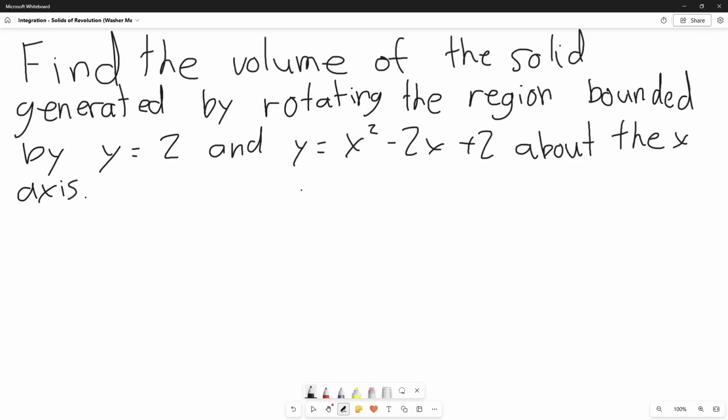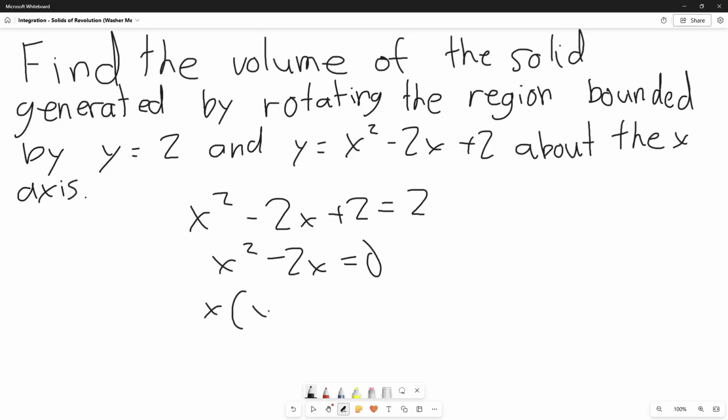So first, we need to find what our bounds are, or the a and b in our definite integral. And again, we can do that by setting these equal to each other. So x squared minus 2x plus 2 equals 2. x squared minus 2x equals 0. x times x minus 2 equals 0. So x is 0 and 2, which are our bounds.